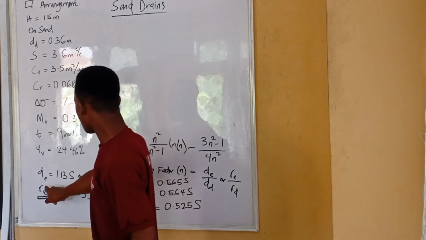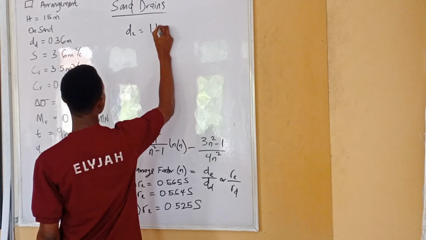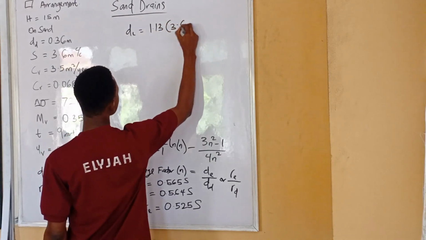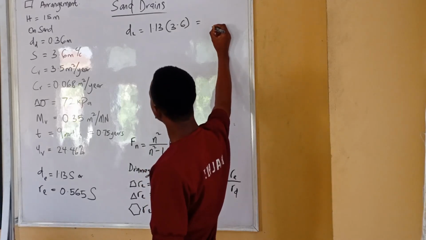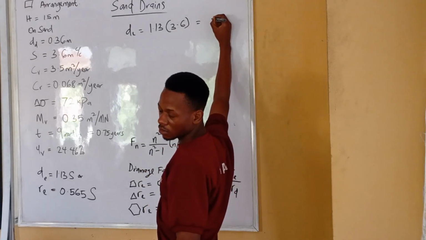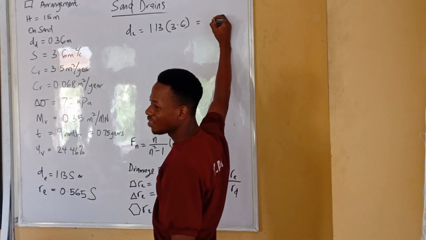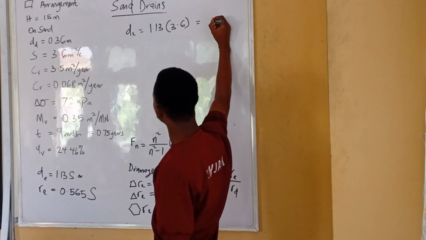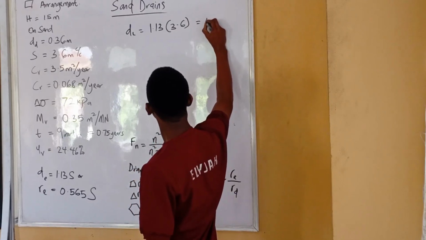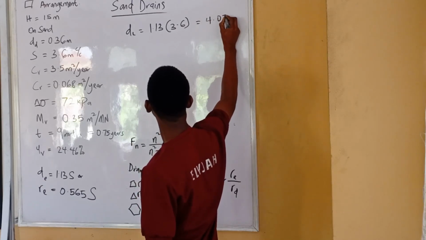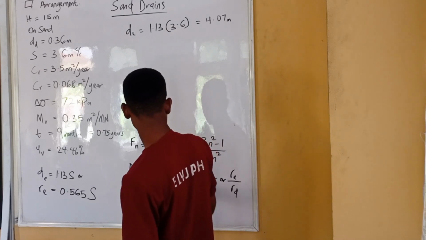So we are looking for this one, right? So our D is going to be 1.13 divided by 3.67, which is what? Please calculate it. 4.07. 4.07 meters. So we can now come back to our end.